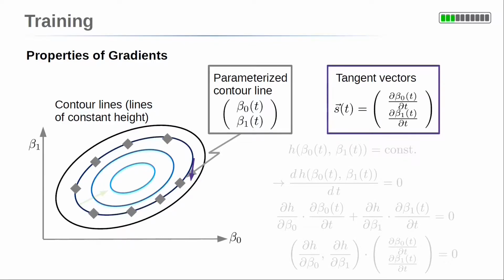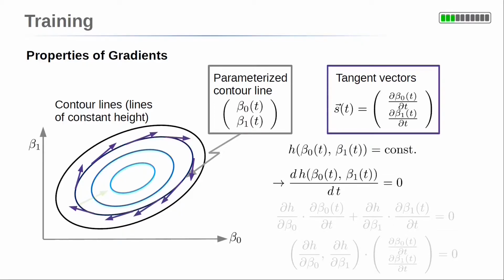The tangent vectors to the contour lines are given by the derivative of the line parameterization. The corresponding tangent vectors are sketched in blue. By definition, the lines of constant height for the cost function give h is equal to constant. So for our contour line, we have h of beta 0 of t and beta 1 of t is constant. The derivative of the constant right side with respect to t gives 0.